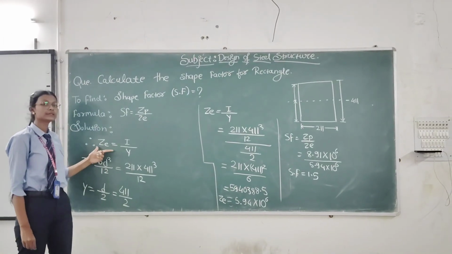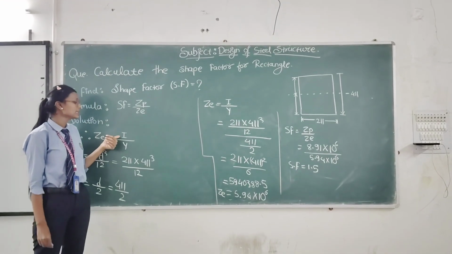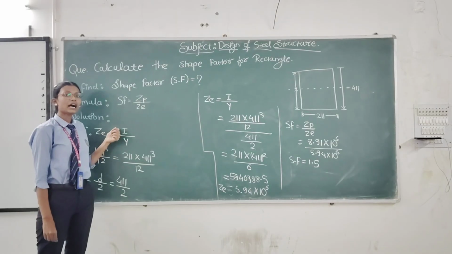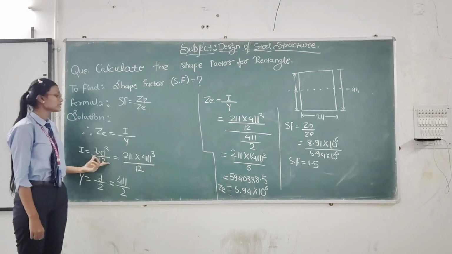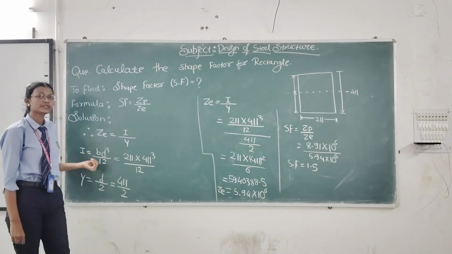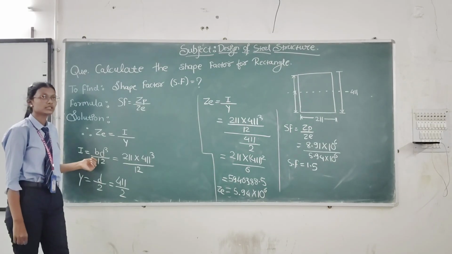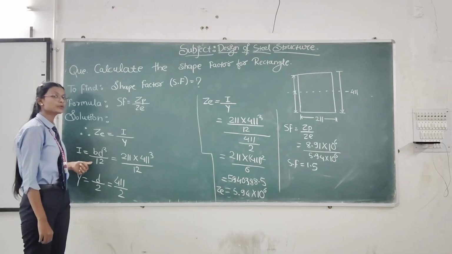Now we have to calculate ZE. The formula to calculate ZE, that is the elastic modulus, is I upon y. I here is the moment of inertia. For rectangular shape, the moment of inertia is BD cube by 12. For a triangle and circle, it will be different, but for rectangle, the formula is BD cube by 12.